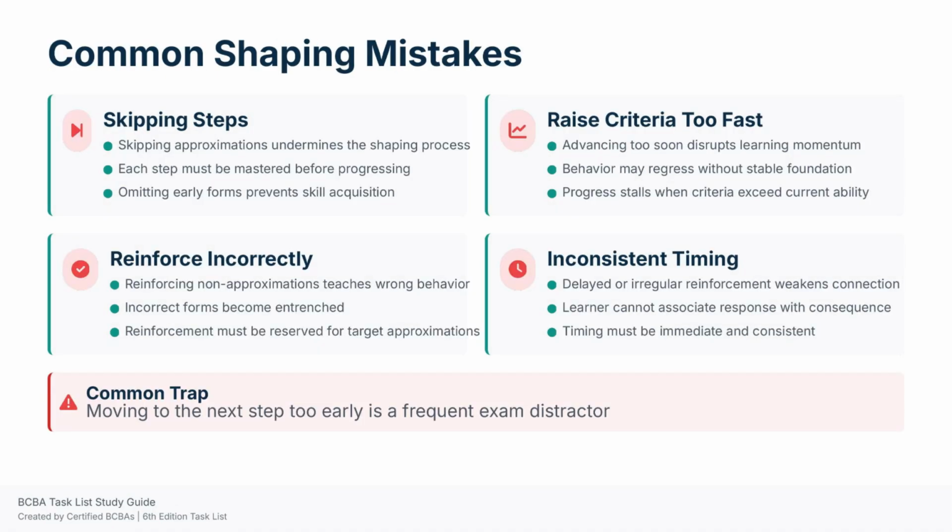There are several common shaping mistakes that appear both in practice and in exam questions. One is skipping approximations. If intermediate steps are missing, the learner may not have a stable path to the final behavior. Another mistake is raising criteria too quickly. That often causes responding to drop before the new approximation is well established. A third mistake is reinforcing the wrong responses, which may accidentally strengthen behavior that is not actually moving toward the target. And finally, inconsistent timing weakens the contingency between behavior and reinforcement. A classic exam trap is moving to the next step too early.